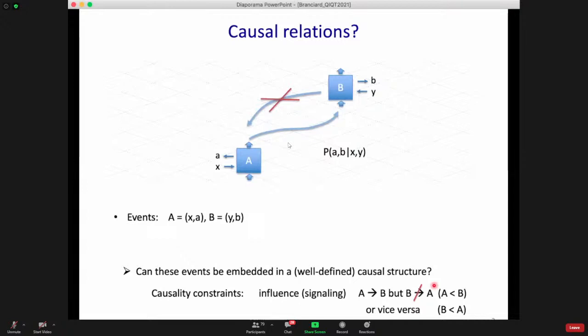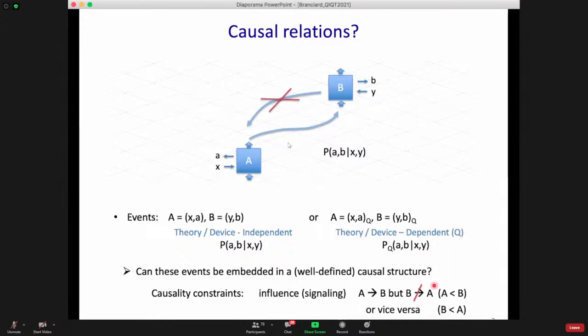And I will just clarify already that we will be looking at this question at two different levels. The first one is precisely what I just described: just looking at these probability distributions between inputs and outputs at the fully operational level, where you just have access to those classical inputs and outputs. This is a fully theory-independent, or device-independent, approach. This is also a terminology that we use a lot in quantum information and quantum foundations. That's one approach. And the other one is theory or device dependent.